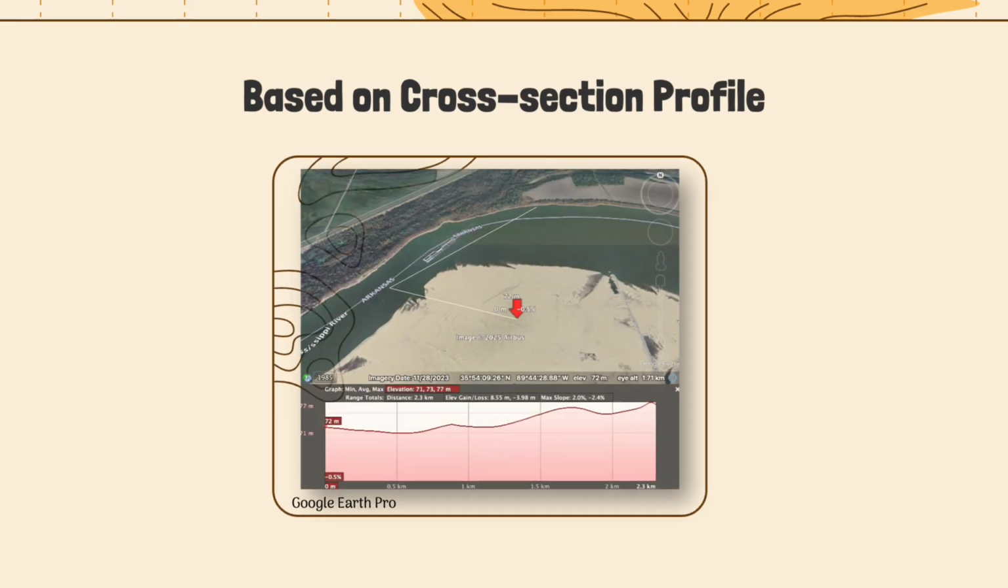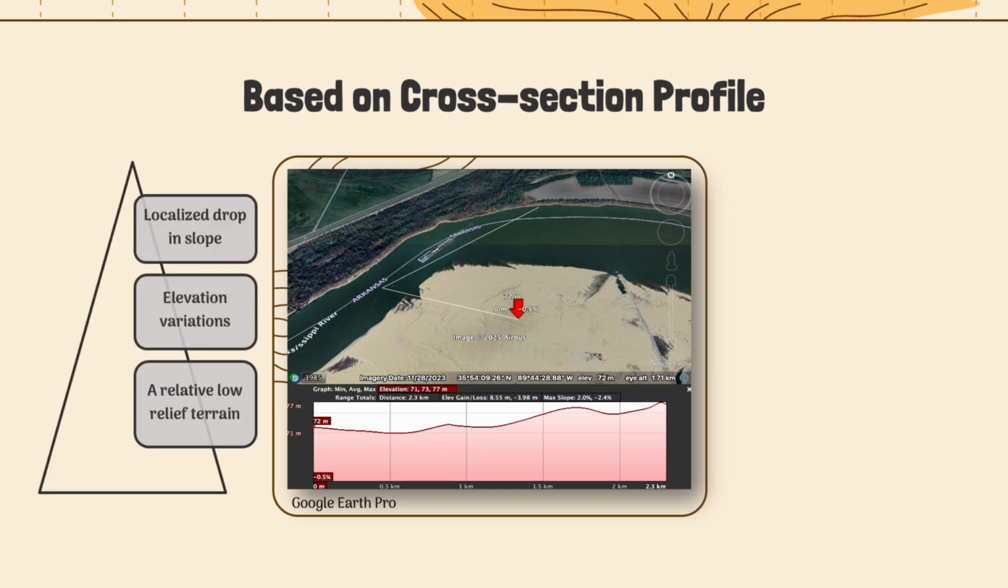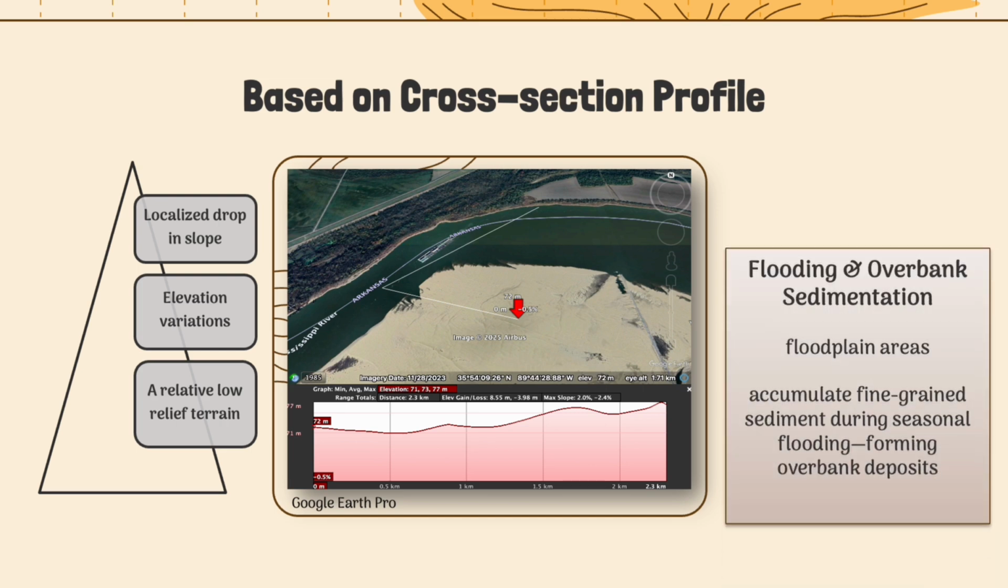Now let's focus on the cross-section profile. From the graph, it is clear that elevation ranged from 71 to 77 meters, indicating a relatively low relief terrain with minimal elevation variation. The localized drop in slope may indicate an erosion zone, where sediments are being transported downstream or redistributed across the sandbar. In high-energy regions, sediments are eroded, while in low-energy zones, they accumulate, contributing to elevation variations.